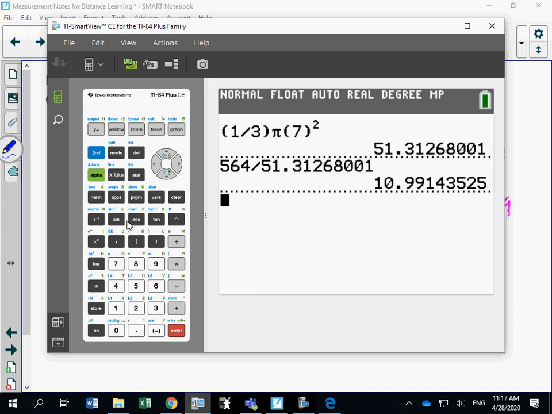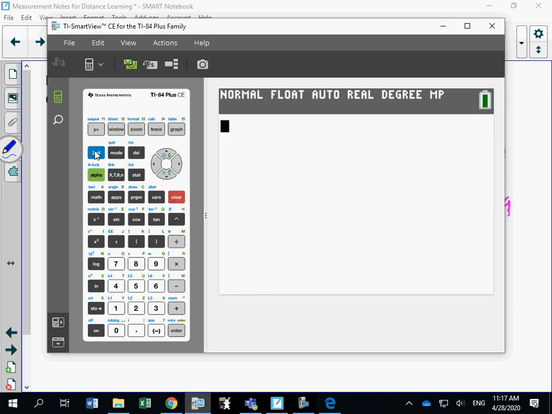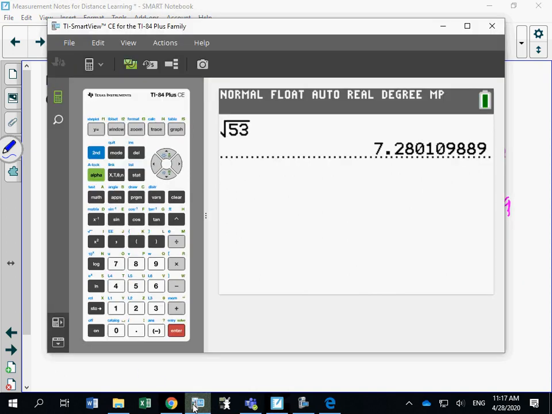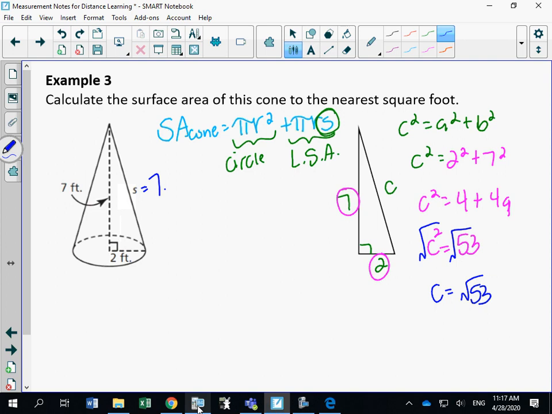If I go into my calculator, let's figure out what that is. The square root of 53 is 7.2801. So the slant height is 7.2801. Now that should make sense, that the hypotenuse of this triangle is the longest side, right? And that works. So now I've got everything I need to calculate the surface area of this cone.